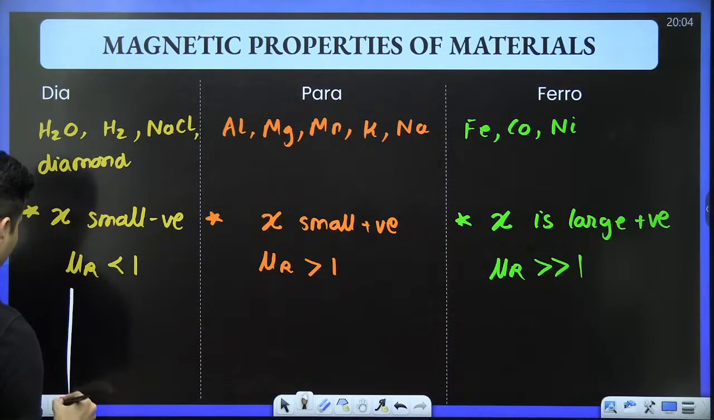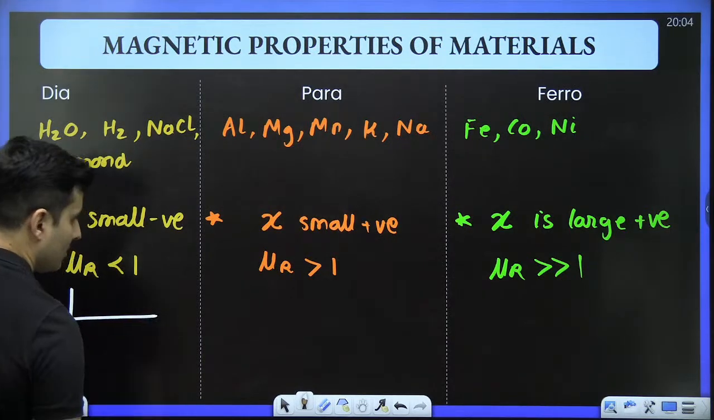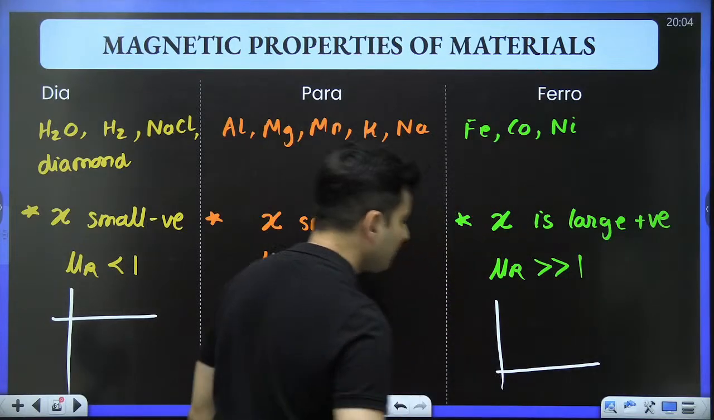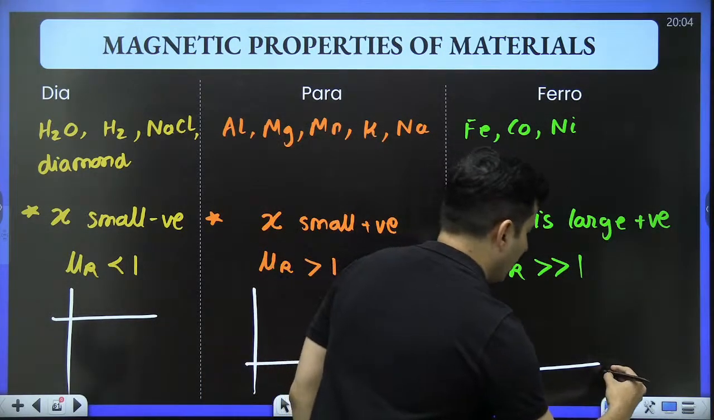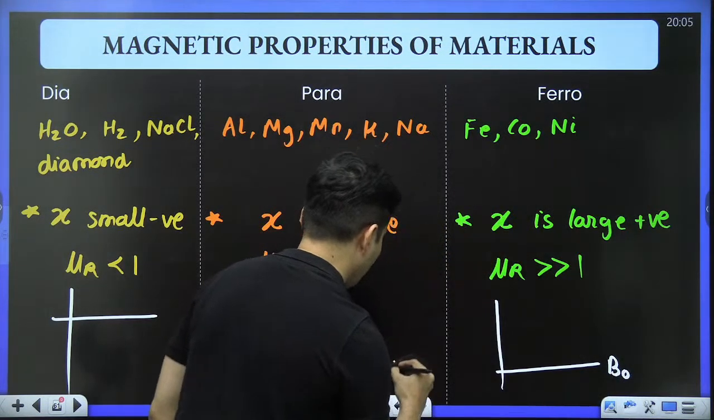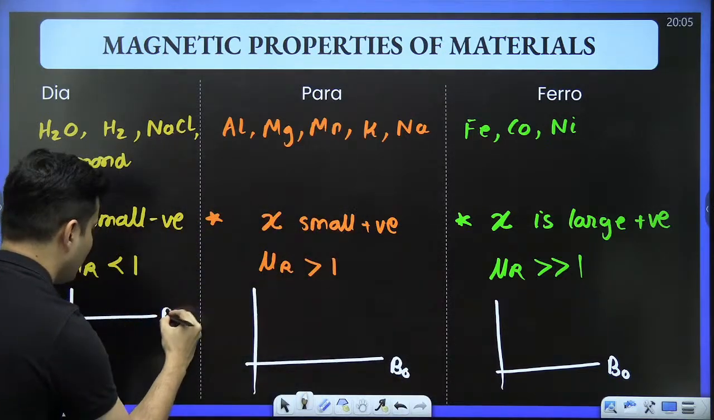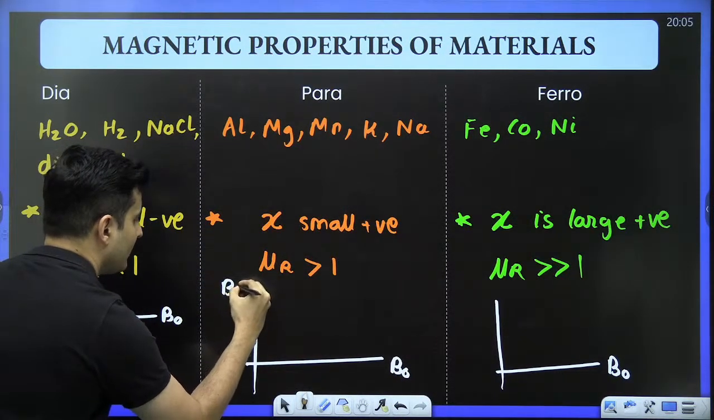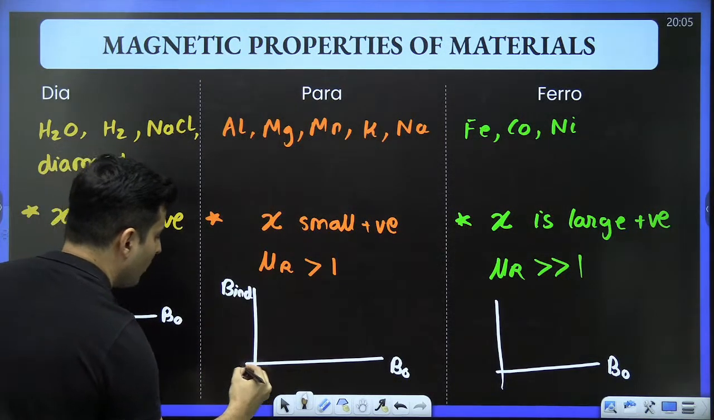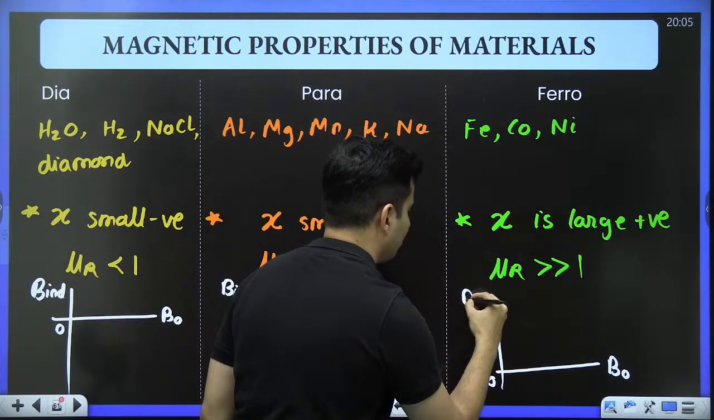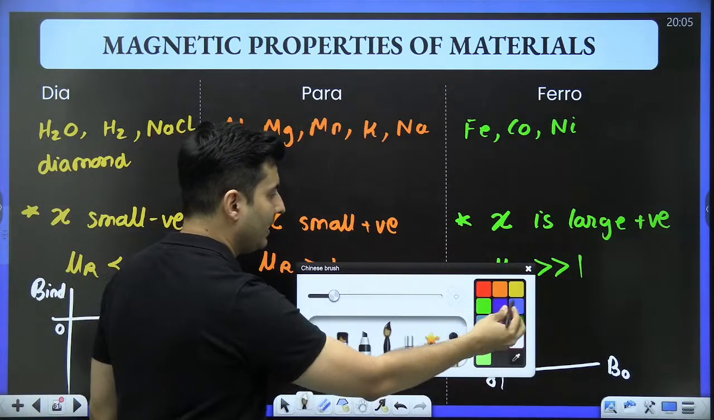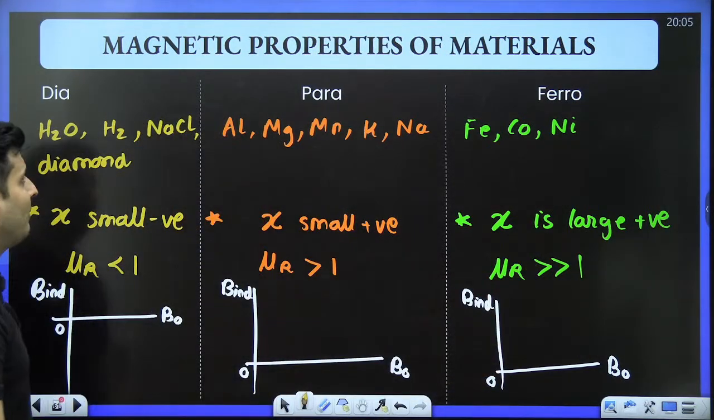Next is the graphs. Very, very important graphs. Okay, so let's say for example, this is your external field, B0, and on the y-axis is your induced field. How much field basically got induced? Very interesting behavior. Observe this. Starting off with diamagnetic.